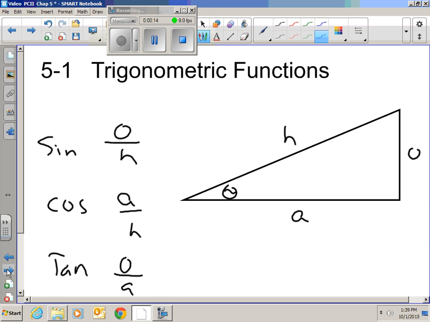Let's go. Just to remind yourselves, when we talk about trigonometric functions, we're talking about ratios of the sides of a triangle. You remember SOH CAH TOA. If this is my theta right here, sine is always opposite side over hypotenuse. Cosine is the adjacent side over the hypotenuse. And tangent, of course, is the opposite side over the adjacent side. Okay, so there are our three trigonometric functions.